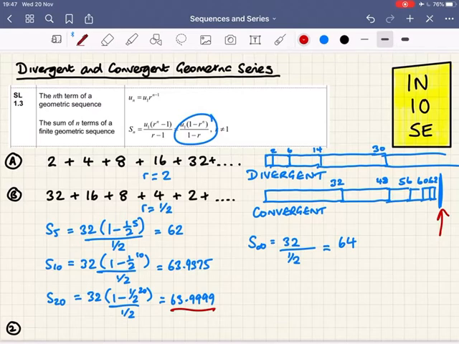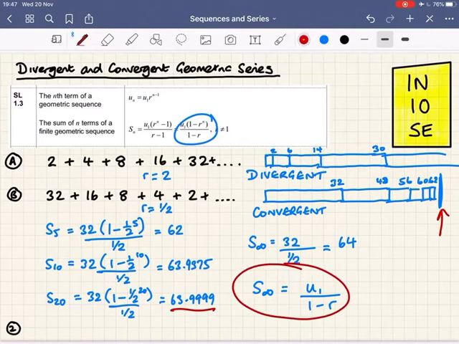And indeed, what we've just done there is basically derived the formula for the sum of a convergent or infinite geometric series, because what we've said is that as we get further along the series, we can ignore the 1 minus r to the n, because the r to the n is so small it doesn't really exist anymore, and we end up with s to infinity is u1 over 1 minus r. And that is our formula for finding the sum of an infinite geometric series.